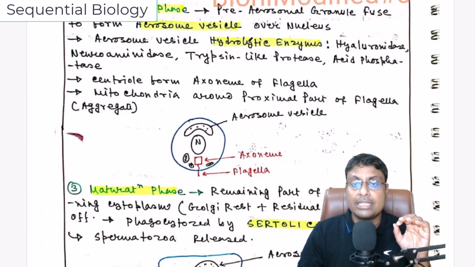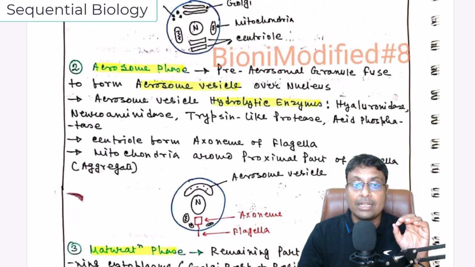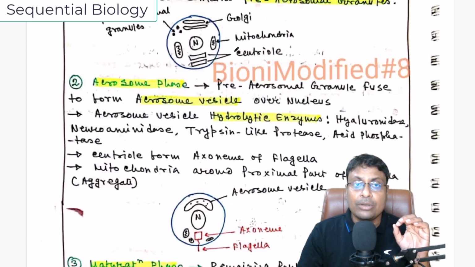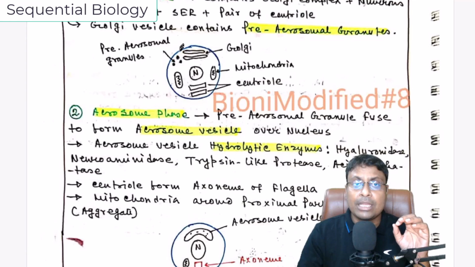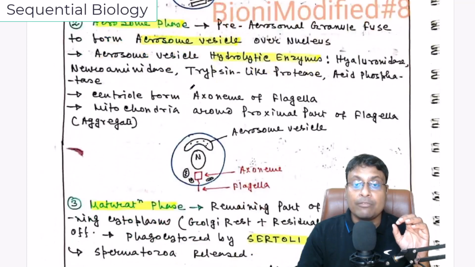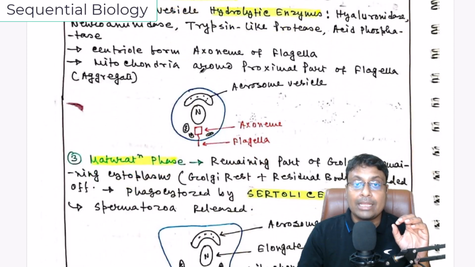These are the different enzymes present in the acrosomal vesicle, and the centriole forms the axoneme of the flagella. So the centriole present during the Golgi phase gives rise, in the acrosomal phase, to the axoneme of the flagella, and the mitochondria gather around the proximal part of the flagella. The proximal, anterior part is surrounded by mitochondria, and later this will form the spiral mitochondria.